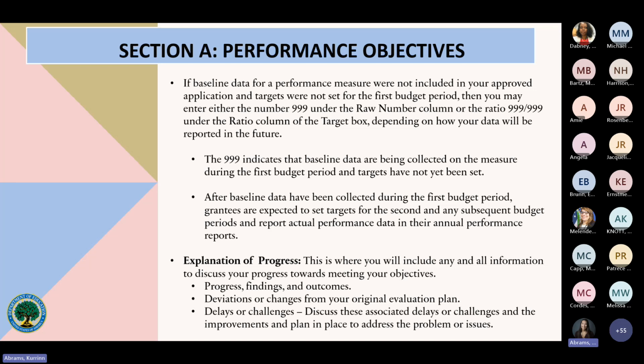And again, you do want to talk about this in further detail in that explanation of progress section and give us more information about your progress towards collecting that data, especially if it's baseline data or if you haven't met certain objectives and you have a 0 in that section. So again, that box below the explanation of progress, it's where you'll include any and all information to discuss your progress towards meeting your objectives. So your progress, your findings, your outcomes, deviations or changes from your original evaluation plan, or delays or challenges. And associated with those delays or challenges, any improvements or what plan you have in place to address the problems or issues.